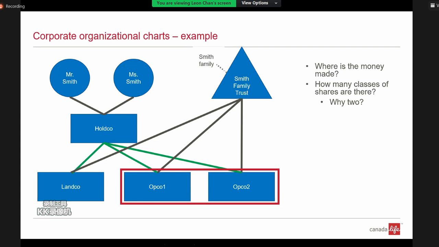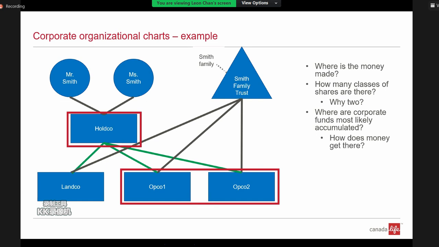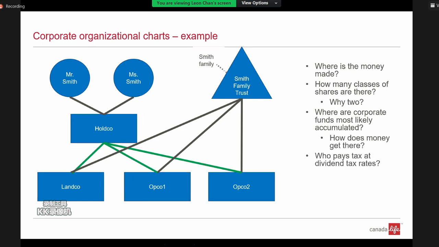The Holdco itself, why they own the shares, most likely it's because when the companies on that lower level earn enough income, they're probably pushing it up to Holdco, almost acting as a sort of piggy bank, right? Where corporate funds most likely accumulate, exactly, Holdco. If they're accumulating funds that they don't require, they're probably pushing it up there to use as a piggy bank to buy, let's say, passive investments, right? How does the money get there? Well, most likely through intercorporate dividends.